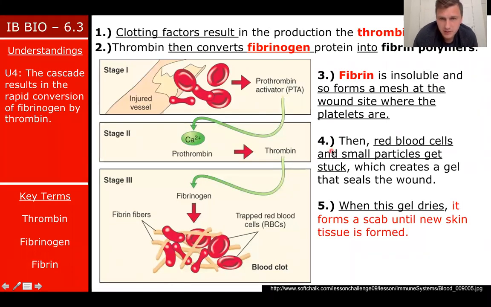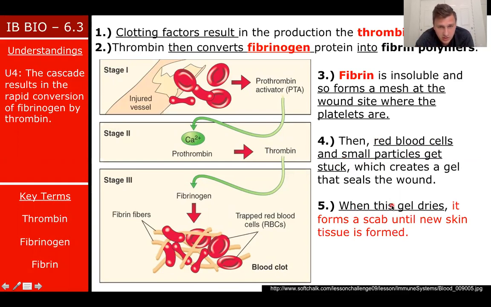So step 4 here then, okay? Once that mesh is created, then the red blood cells and small particles get stuck because, first of all, they get trapped like in a net. Think of like fish, right? You're getting trapped in a net. And the second part is that it's insoluble. So the liquids can't get through, can't dissolve and just leak out because they're not going to be soluble with the fibrin. So it traps small particles and blood cells. Okay, they're stuck now, so it kind of forms a stoppage.